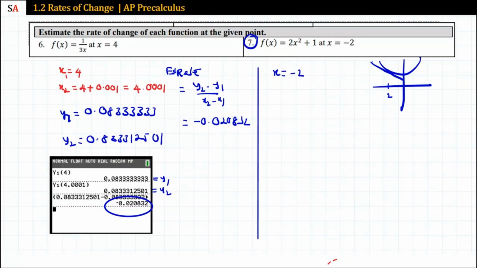So we find a nearby point. Let's say this is x1, and x2 is the nearby point, let's say negative 2.00001. Okay, now let's find the corresponding y values, y1 and y2. So let's use the calculator and find the corresponding y values here.